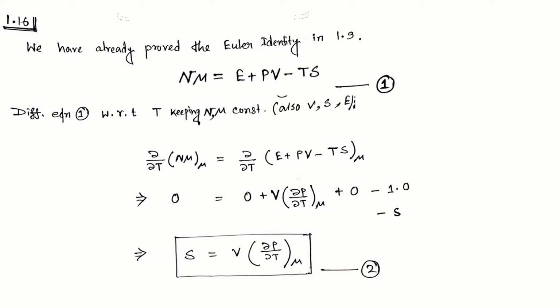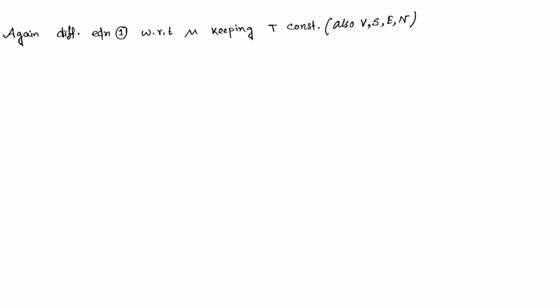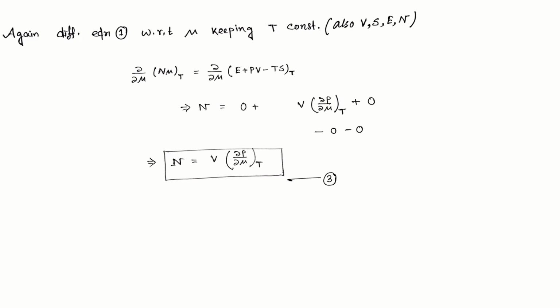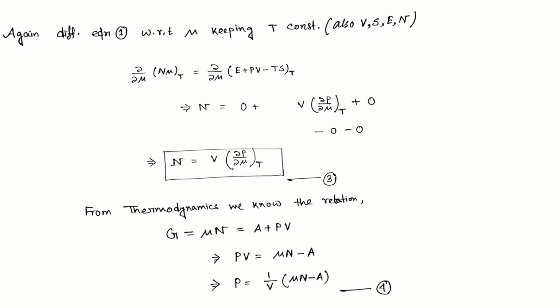Similarly, we differentiate equation 1 with respect to mu, keeping T constant, so we also land on the second desired equation. These are very straightforward calculations. Now from thermodynamics we know the relation G equals mu n equals A plus PV. Here G is the Gibbs free energy and A is the Helmholtz free energy. From that we can calculate the pressure, that is, 1 by V multiplied by mu n minus A.